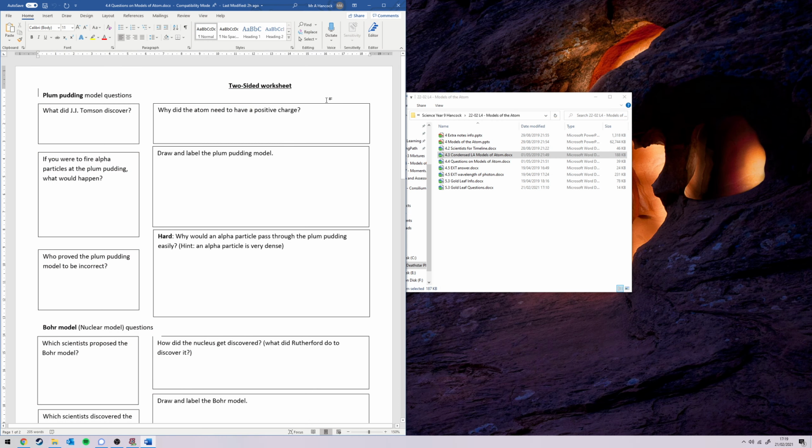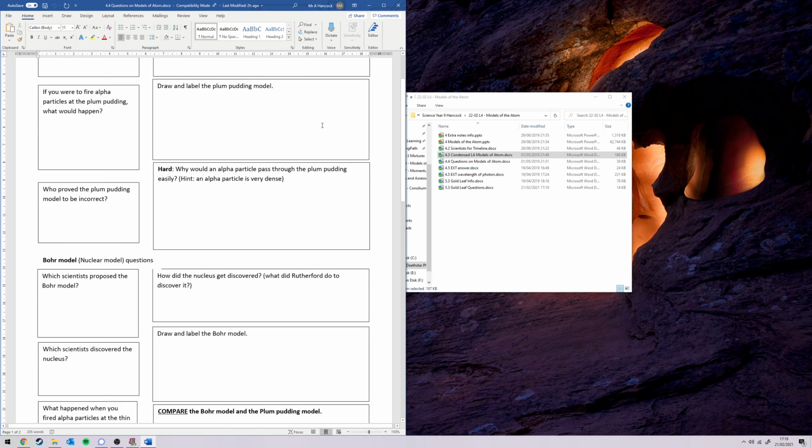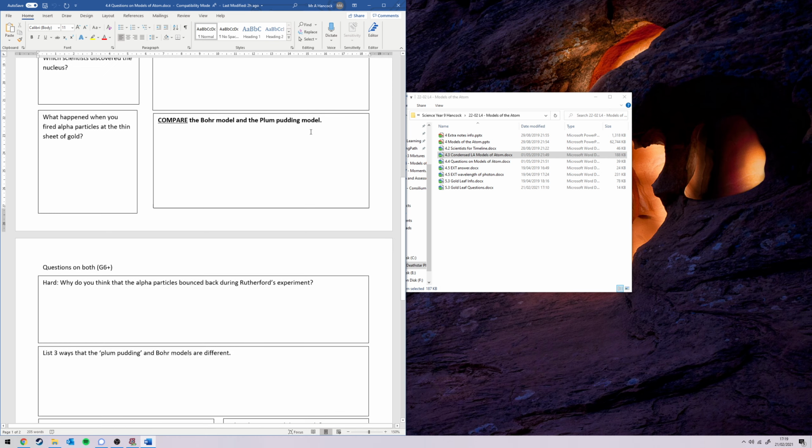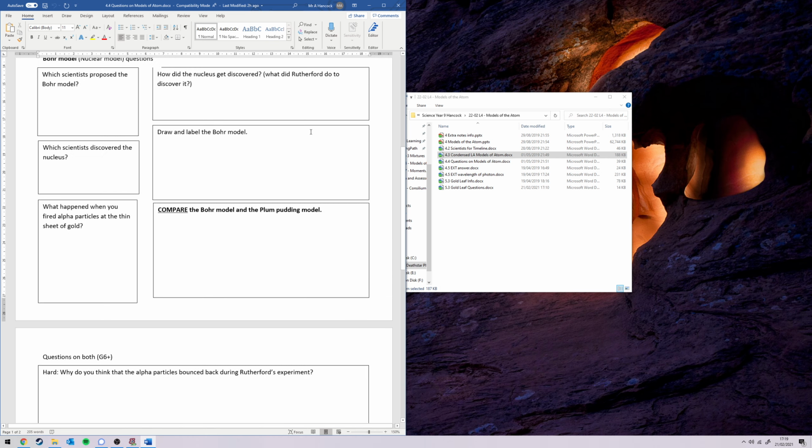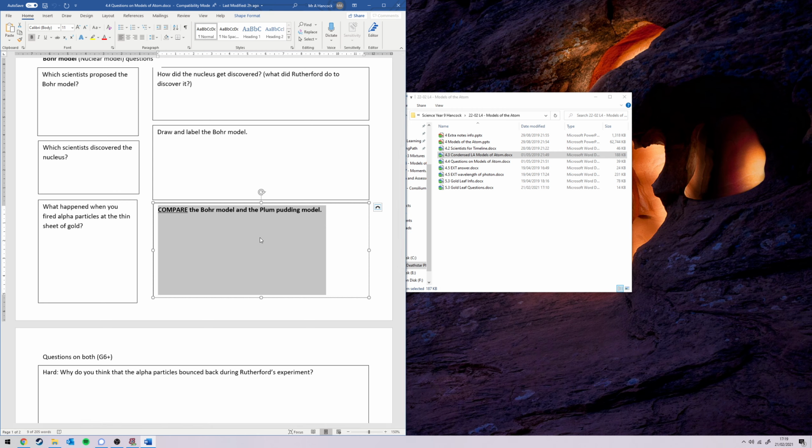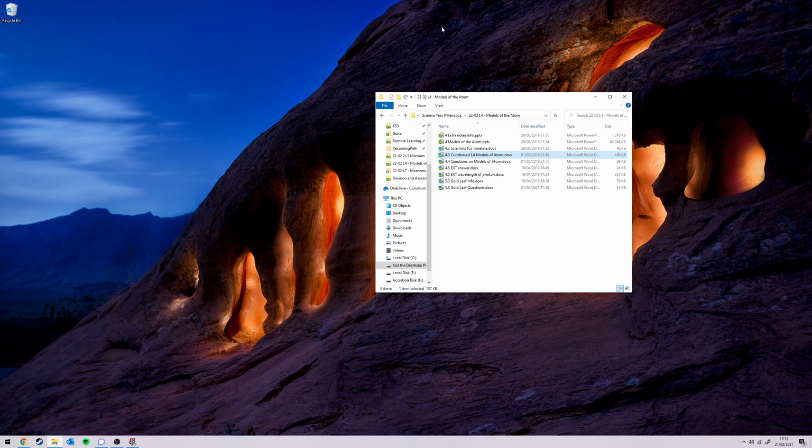So what I'd like to do now is have a go at this worksheet. So it's just a very quick memory recall. You have to be able to draw and label. You've got to be able to compare. It's really the hardest question I'll ask you. Remember, you've got to compare the three things. You've got to compare the positive charge, you've got to compare the negative charge, and you've got to compare the mass. Okay, so they're the three things you need to compare when you are comparing the Bohr model and the Plum Pudding model. Now, there is one other thing.